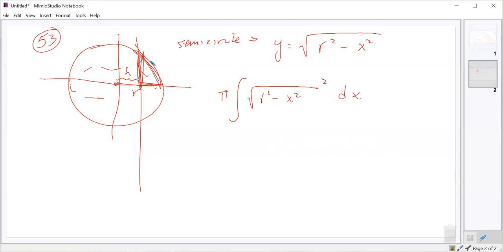Right, pi times the radius, that's the radius, right, is y squared. Where are we going from? We want this section right here. Should be h to r. Yep. Everybody good with that? Does that make sense to everyone?